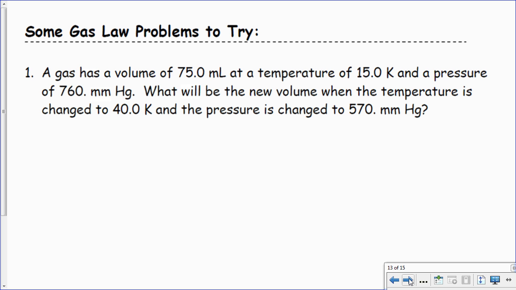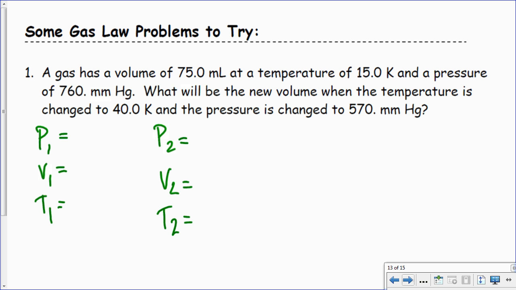Sample gas law problems to try. Again, you want to set up these types of things to find your variables: P1, V1, T1, P2, V2, T2. You've got to set these up to isolate your variables and solve for the X that is given to you. If you're asked to keep something constant, I personally choose to put that as a 1 in my equations.